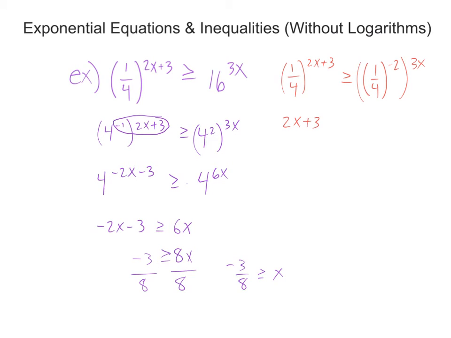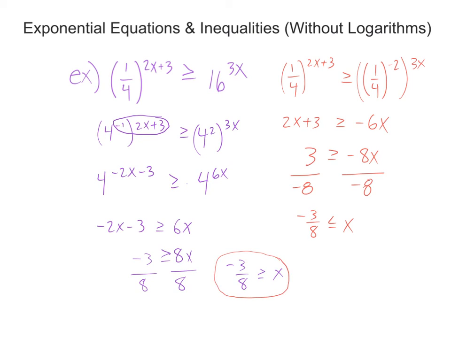2x plus 3 greater than or equal to negative 6x. All right. So now let's see. I will subtract 2x from both sides and get 3 is greater than or equal to negative 8x. I'm going to divide by a negative 8. And whenever I divide both sides of an inequality by a negative, I have to flip my sign, and I get x is greater than or equal to negative 3/8. Well, we've already determined from earlier that x is less than or equal to negative 3/8.